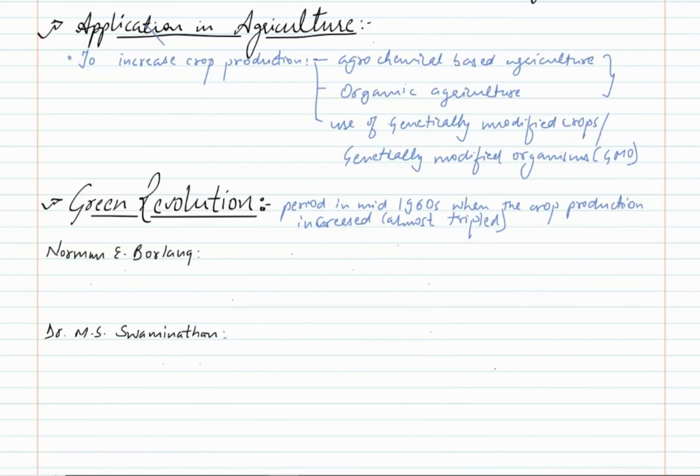Now, Norman E. Borlaug is known as the father of Green Revolution in the world. And Dr. M.S. Swaminathan is the father of Green Revolution in India. Now, Green Revolution was primarily dependent on agrochemical based agriculture and organic agriculture. Now, why are we studying this in biotechnology?